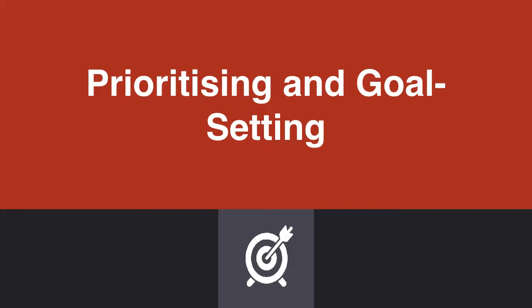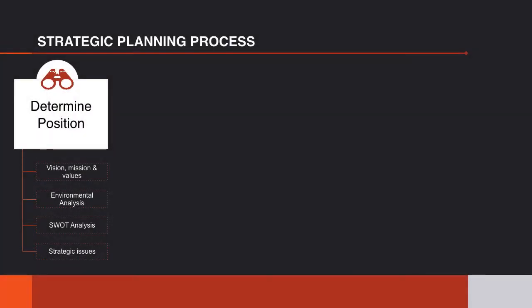In this video, we're going to have a look at step 2 of the strategic planning process, developing a strategy. And here we begin with prioritizing and goal setting. Once you have identified where your school is at, you will have a clear vision and a good understanding of the environment that your school functions in. It is now essential to start developing a strategy by prioritizing your needs and your focus areas.